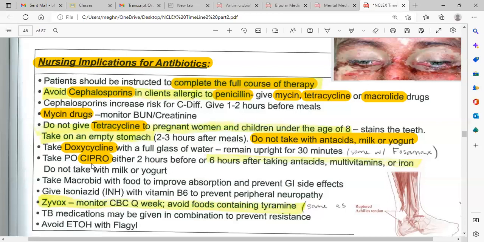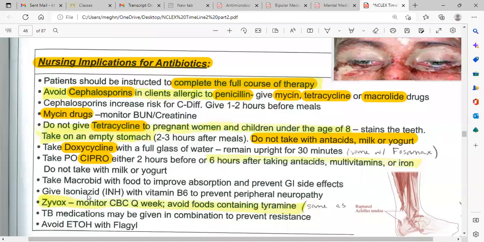take oral Cipro or ciprofloxacin either 2 hours before or 6 hours after taking antacid. So antacid and ciprofloxacin is good not to give together. Same as multivitamins and ciprofloxacin, not together, or iron preparations. Do not take with milk or yogurt. Take Macrobid with food to improve absorption and prevent GI side effects.